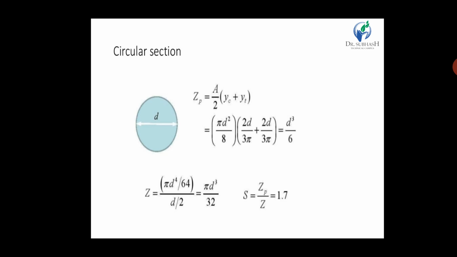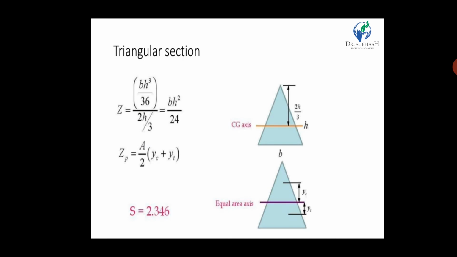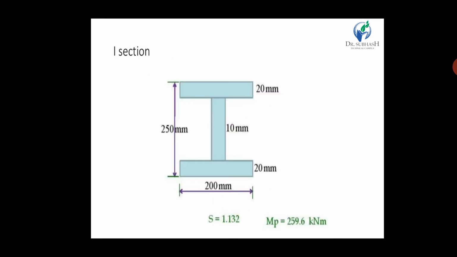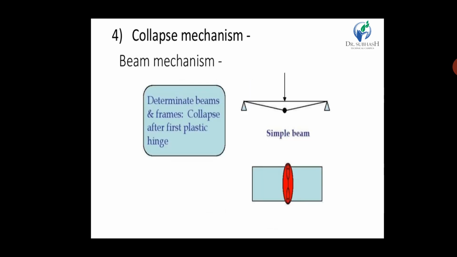So our plastic moment should be πd⁴/64 divided by d/2. So finally our Z is πd³ upon 32, and when we calculate the shape factor Zp upon Z, it's 1.7 for the circular section. Likewise we calculate the triangular section, the shape factor should be 2.346. Next, for the I section, the shape factor should be 1.135 and Mp should be 59.6 kilonewton meter.